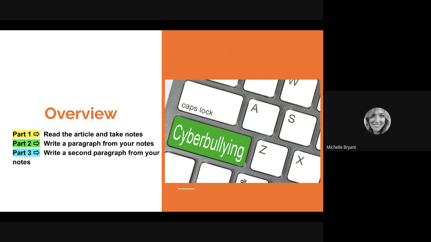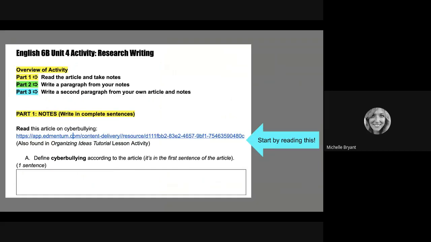And then in part 2, you take all those notes from the articles and from your own background and turn them into 2 paragraphs. So there'll be a paragraph about the article that you are given, and a second paragraph about an article you find, and a little bit about your own experience that you have or you know of about cyberbullying. So let's get into this. First part of your activity looks like this.